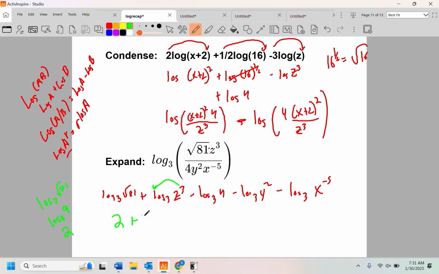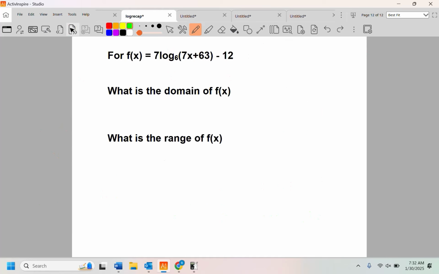Exponents to the front: plus 3 log base 3 of z, minus log base 3 of 4, which I'm not touching because I have no idea what power of 3 creates a 4, minus 2 log base 3 of y, and a negative times a negative is a positive, so plus 5 log base 3 of x. And that is the complete expansion of that logarithm. I know you loved that. I know you did. And the last one, the easy peasy problem.